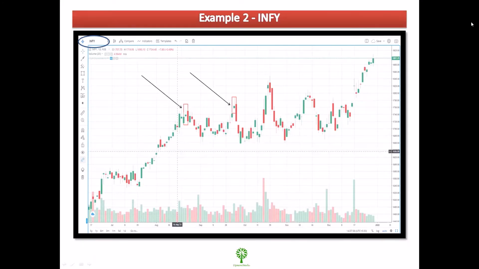Here you can see that the color of the shooting star candle is green. The only objective of including this particular stock in our video was to make things clearer to you that it is not necessary that a shooting star candle has to be only red in color. Because it indicates a trend reversal, it can also be green in color. As you can see, in both the cases it has worked beautifully.